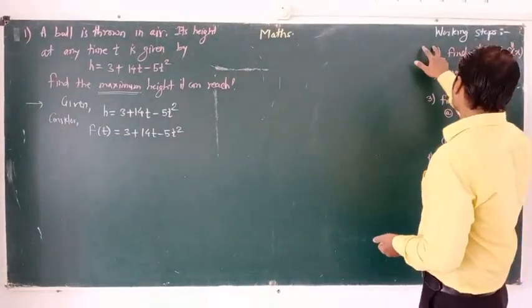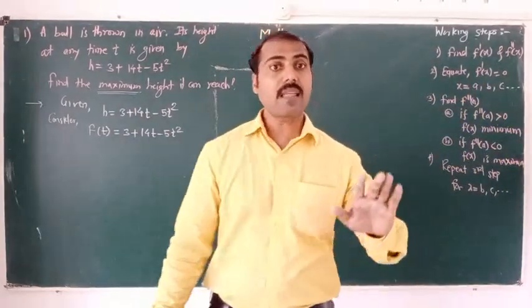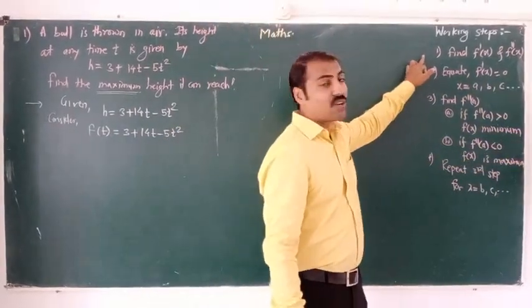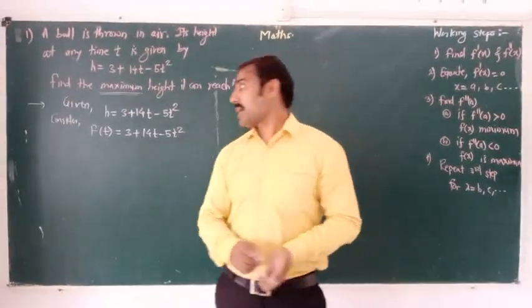Now what are the working steps? Find f dash of x and f double dash of x. First, take the two derivatives of the function, f dash and f double dash. I am doing that first now.